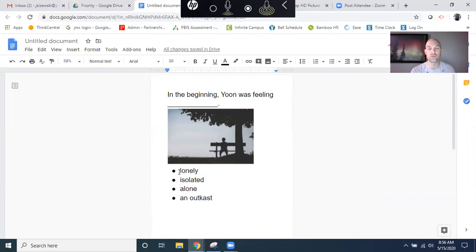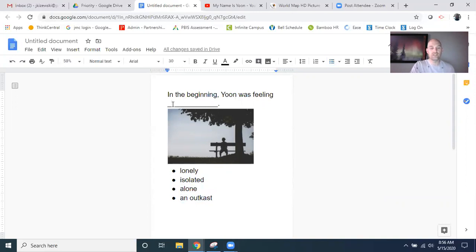So you could use the word lonely, isolated, alone, or an outcast. Let's see. In the beginning, Yoon was feeling, I'm going to use the word isolated. I like that because I haven't heard that word before, but I know it means lonely or all by myself.